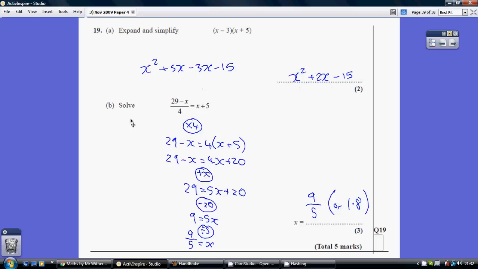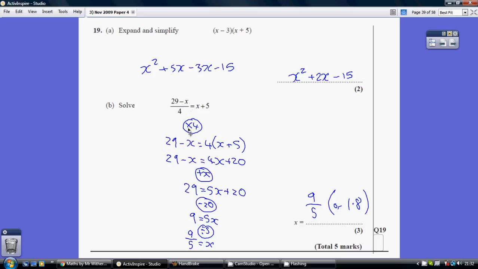Now for part B, solving this. Now the problem here is this division by 4. So the best way to make this a one-tiered problem, a one-level problem, is to start off by undoing this division by 4. So choose to multiply both sides by 4. So on the left, that gets rid of the division by 4, just leaving us with 29 minus x.